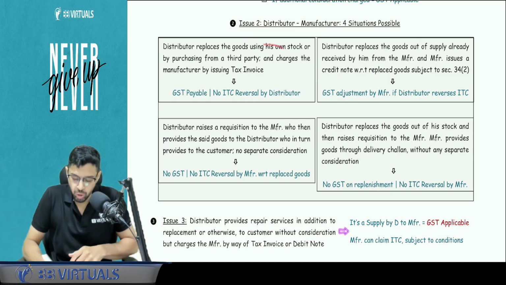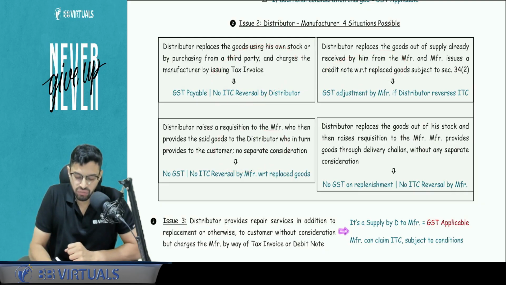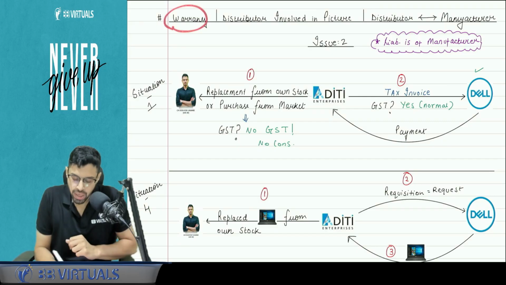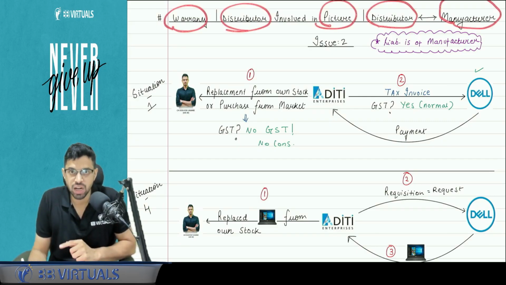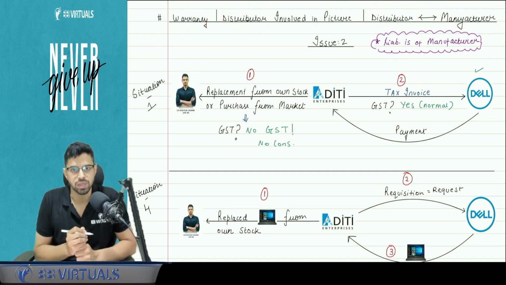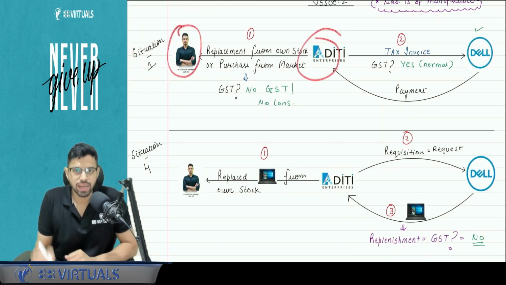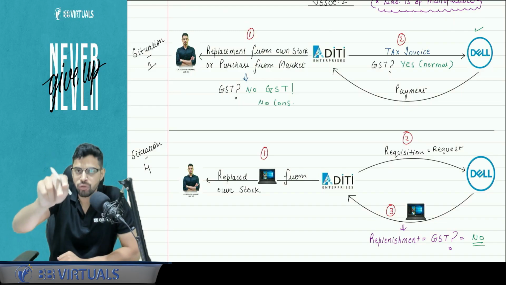Now we are going to cover it in a very, very effective manner from here. See, warranty, distributor is involved in the picture, and we are talking about distributor and manufacturer. Why? Because the liability is of the manufacturer. So pay attention. In situation number one, I called Aditi Enterprises, I had bought a computer from you, the part is not working, please replace it.